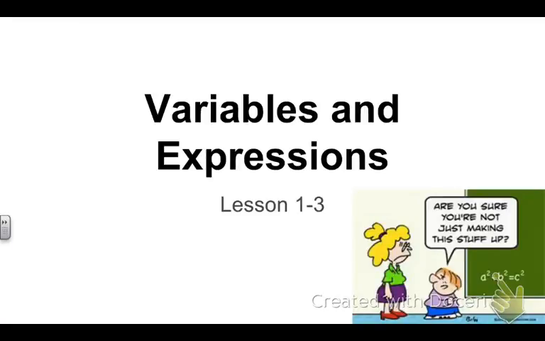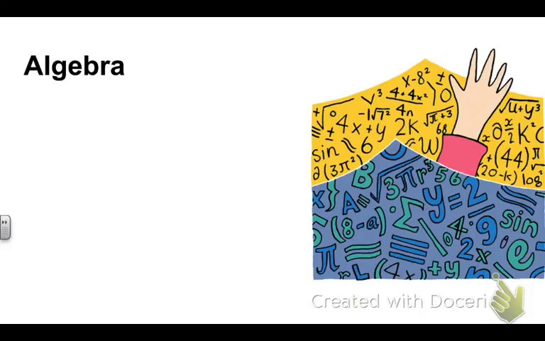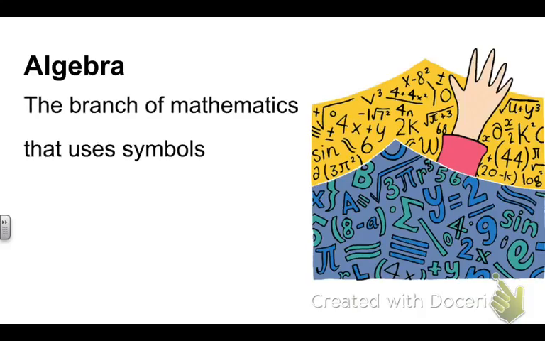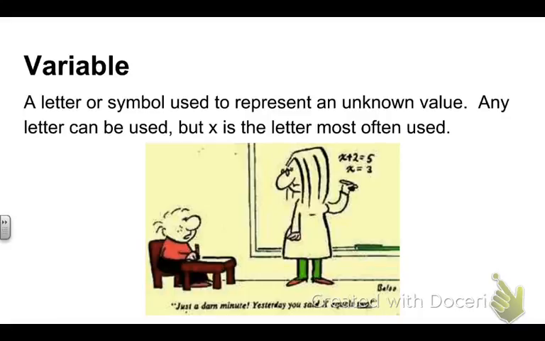Alright, so today we have variables and expressions. So algebra. Algebra is the branch of mathematics that uses symbols. And the symbols that we use are called variables. It's a letter or symbol used to represent an unknown value. Any letter can be used, but x is the letter most often used.